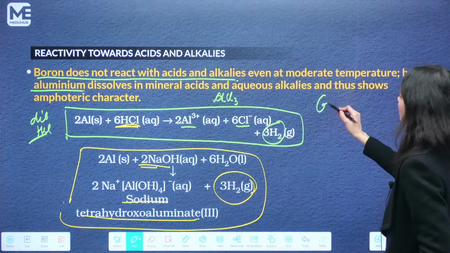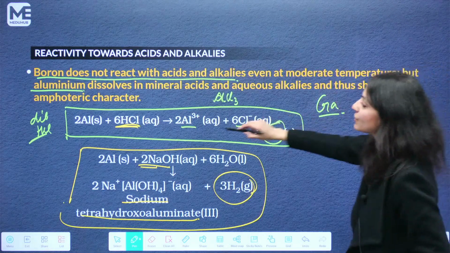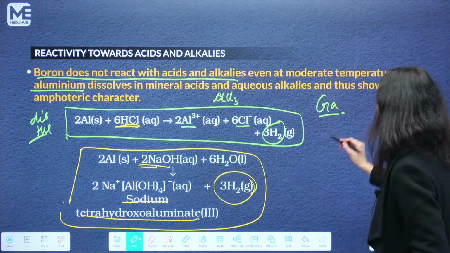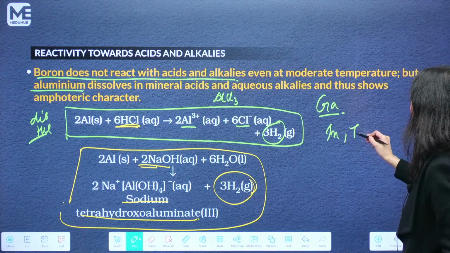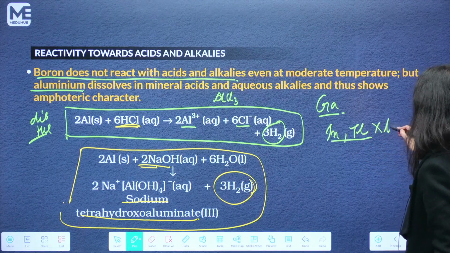Similarly, gallium is also amphoteric. Gallium will also react with acid as well as base. Indium and thallium do not react with bases.